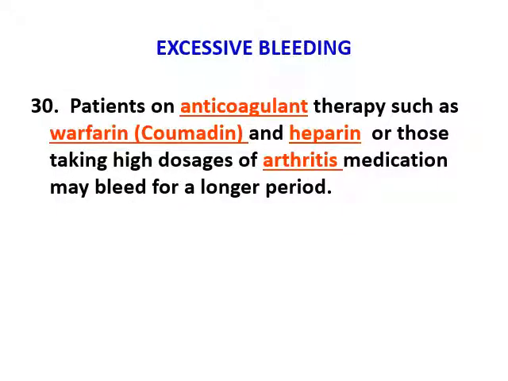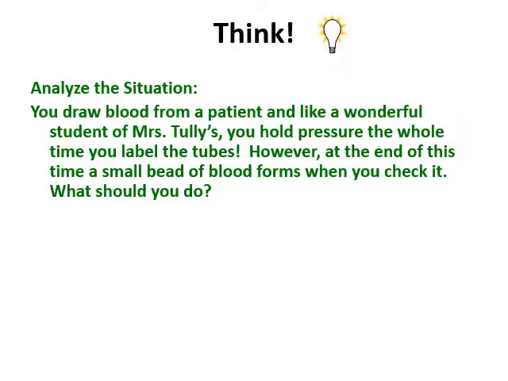Okay? There are patients on any type of anticoagulant therapy, like warfarin or Coumadin or heparin. Also, if they're taking any high dosage of different types of arthritis medicine, it can make them bleed for a longer period of time. That's why we want to do that medical interview and ask them if they're taking any type of medications. Some of the medications they tell you are not going to matter, but you're looking for the ones that will cause these issues. Again, one of our critical thinking slides.